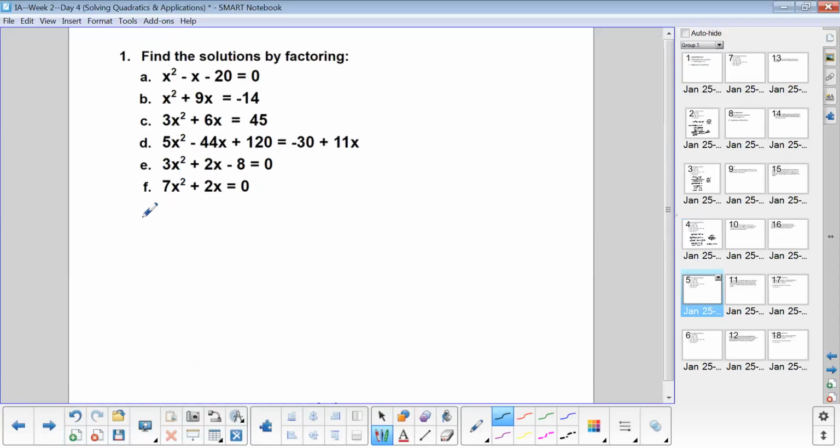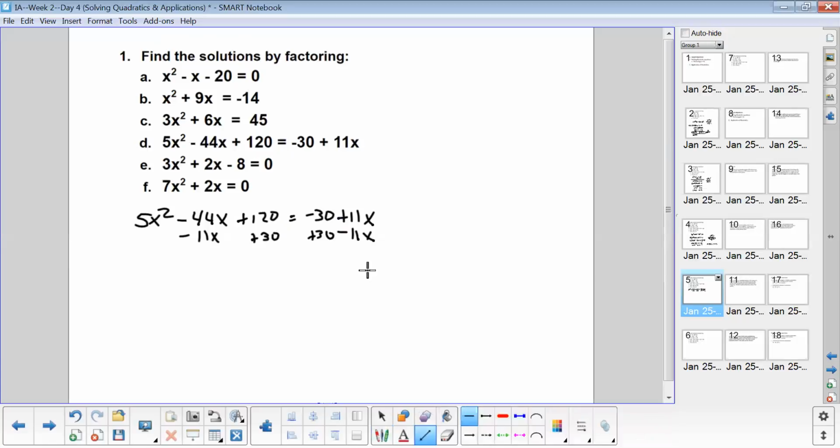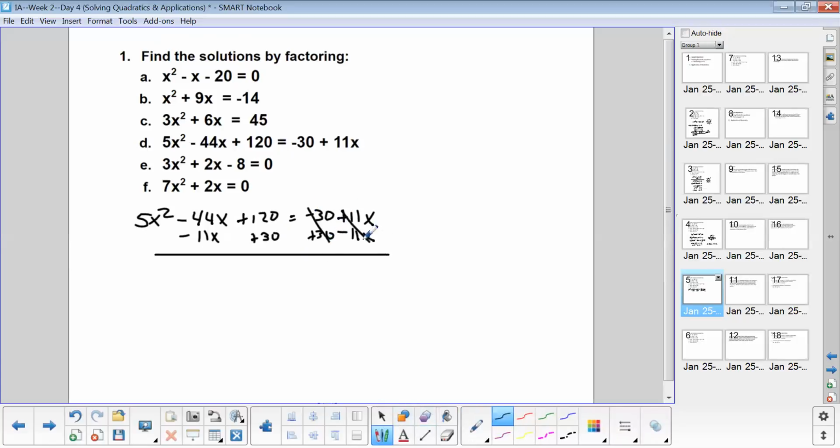Part D, I've got 5x squared minus 44x plus 120 equals -30 plus 11x. So I'm just going to move all the terms to the left side. So I'm going to subtract 11x and subtract it here. And I'm going to add 30 and add 30. So that goes to 0, that goes to 0.